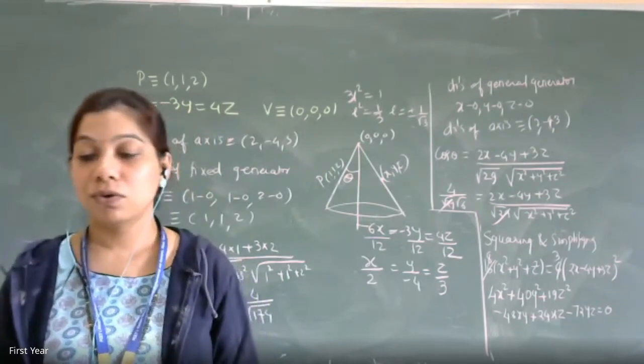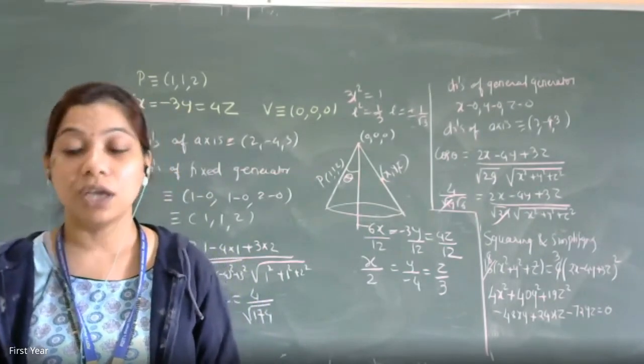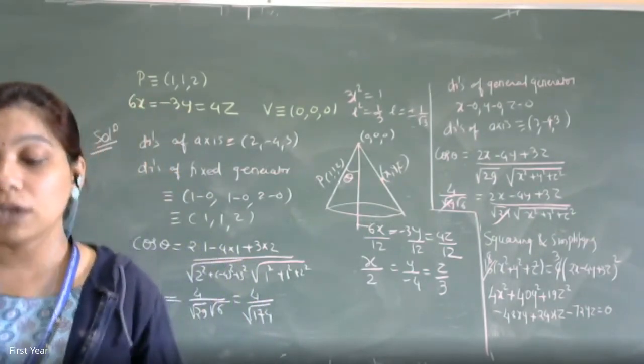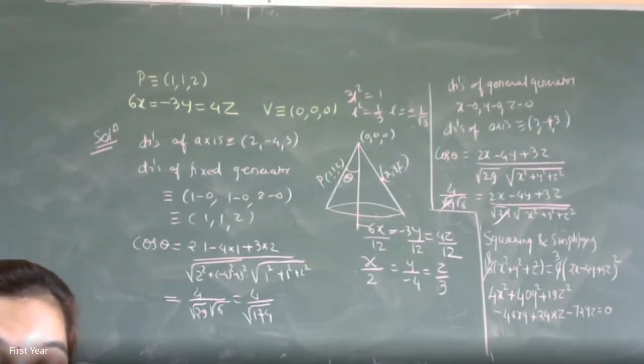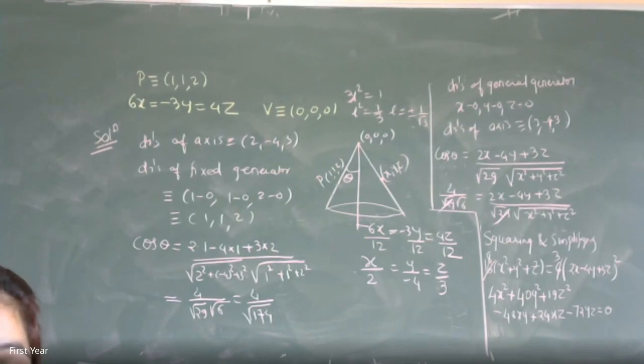So please try to solve this question and tell me the answer tomorrow. We'll continue with the small section which is left of right circular cone and general cone, and then we'll go to right circular cylinder. Most probably tomorrow. Just let me stop the recording first.